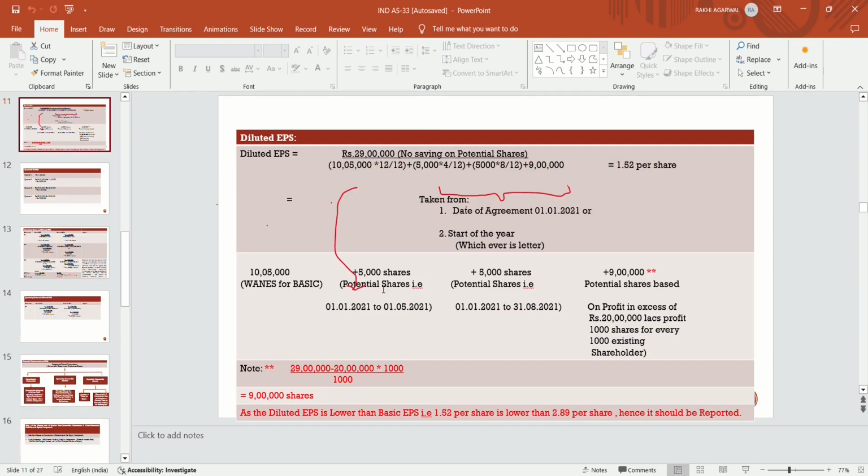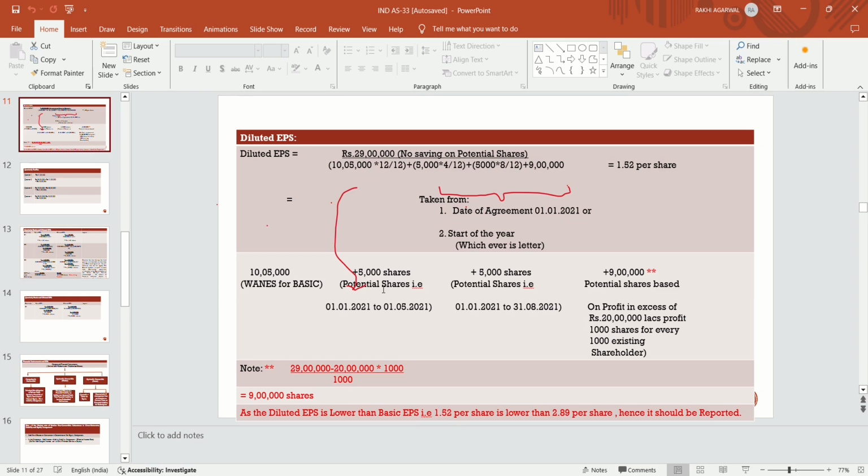Now we will calculate the diluted EPS. How will we calculate the diluted EPS? 29 lakhs, that is the profit attributable to the equity shareholders, divided by the 10 lakh 5,000, that is the number of shares which we had considered in our basic calculation. That number of shares, 10 lakh 5,000, for the whole year, that is 12 by 12, plus we will consider the retail store which is opened on 1st May. So this is the calculation for diluted EPS.